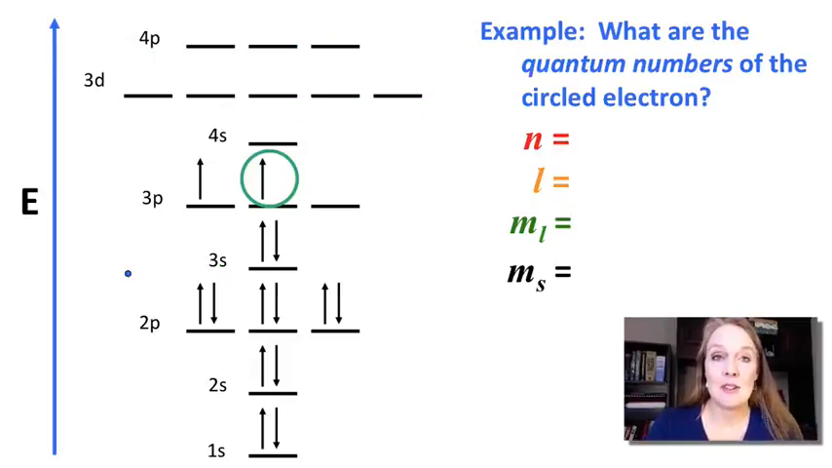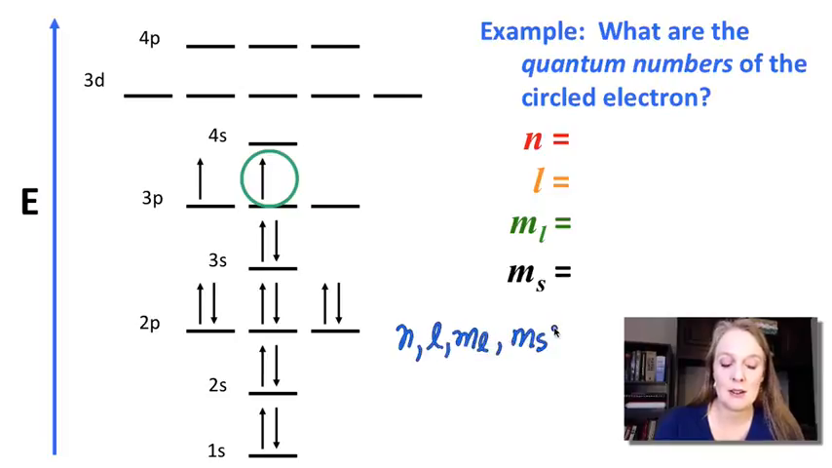What are the quantum numbers of the circled electron? This is review. We've already done one like this, but let's see if you can remember how to do it. I want you to list what the possible values are for the quantum numbers for this circled electron. And I'll give you a hint: there's more than one possible set of quantum numbers. Each set of quantum numbers is going to be a list of n and then l and then ml and then ms. And there's more than one set of quantum numbers allowed for this electron. Go ahead and try to answer that now.